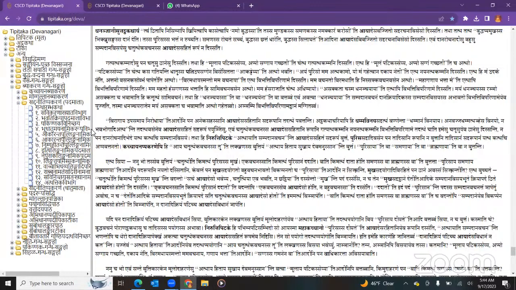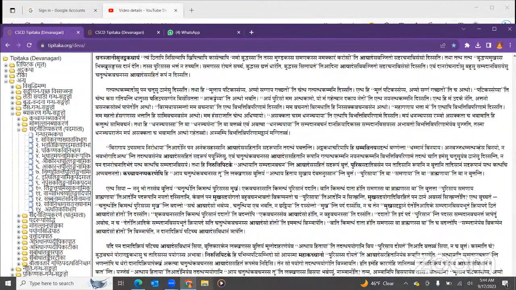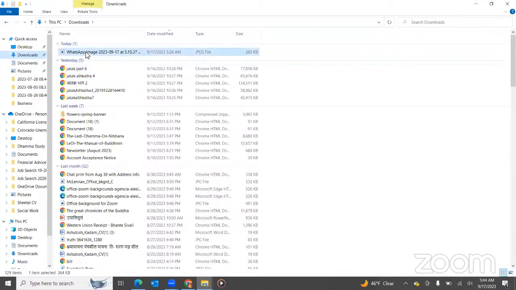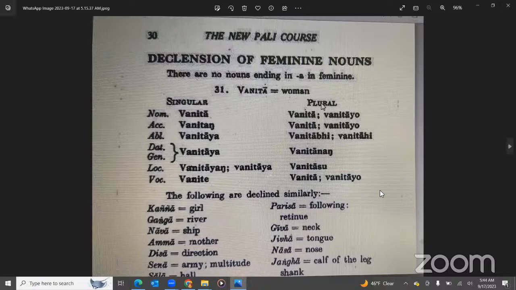And then the feminine forms of chatuti, that means the fourth case. Doctor, can you share the screen of the feminine declension? In the feminine declension, for example, here we took vanita. So see the vanita declension.